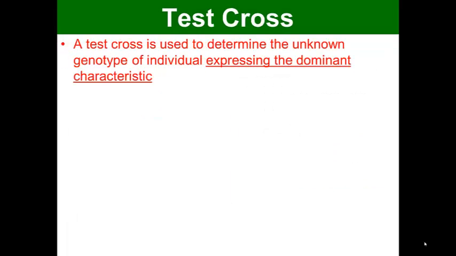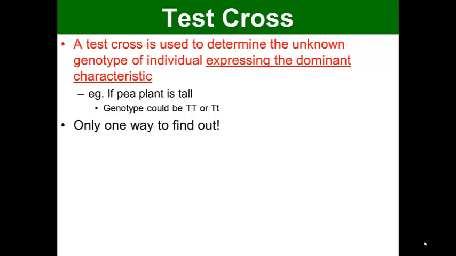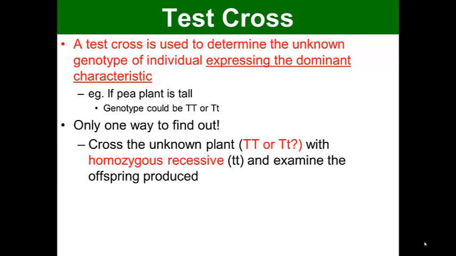A test cross is used to determine the unknown genotype of an individual expressing the dominant characteristic. For example, if a pea plant is tall, the genotype could be big T big T or big T little t. There's only one way to find out. You cross the unknown plant with a homozygous recessive plant and examine the offspring produced.